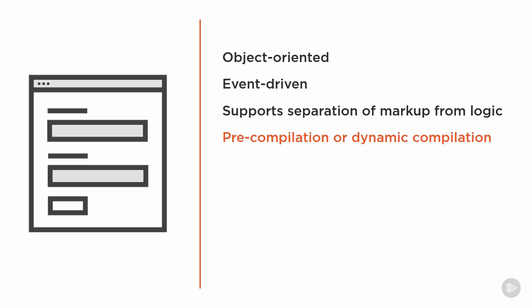ASP.NET Web Forms are primarily a pre-compilation model in that all the code files in the project get compiled into one single assembly or DLL. However, it also supports dynamic compilation, which requires the code files to be deployed to the server, and then upon requesting the page, a just-in-time compilation occurs and a unique assembly is created for each one of those pages being requested.